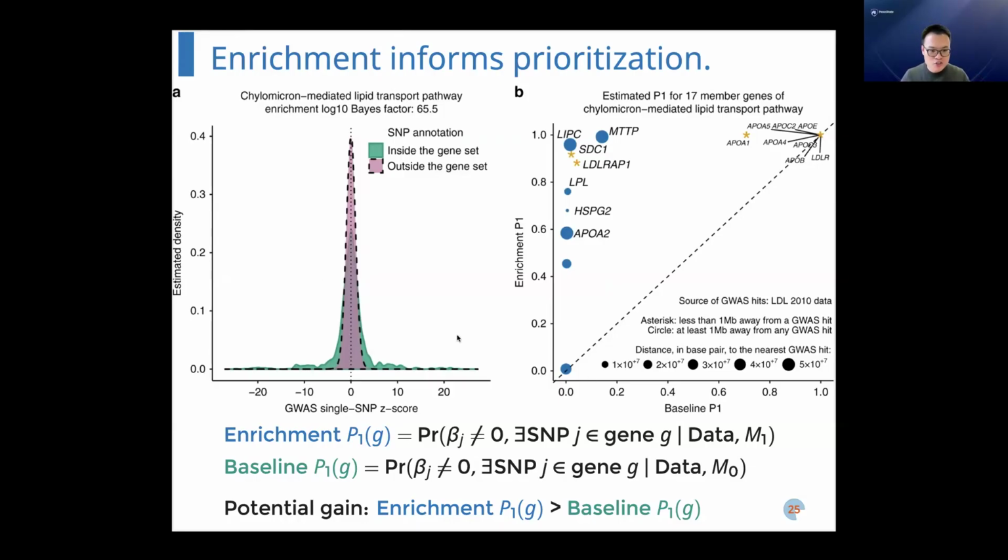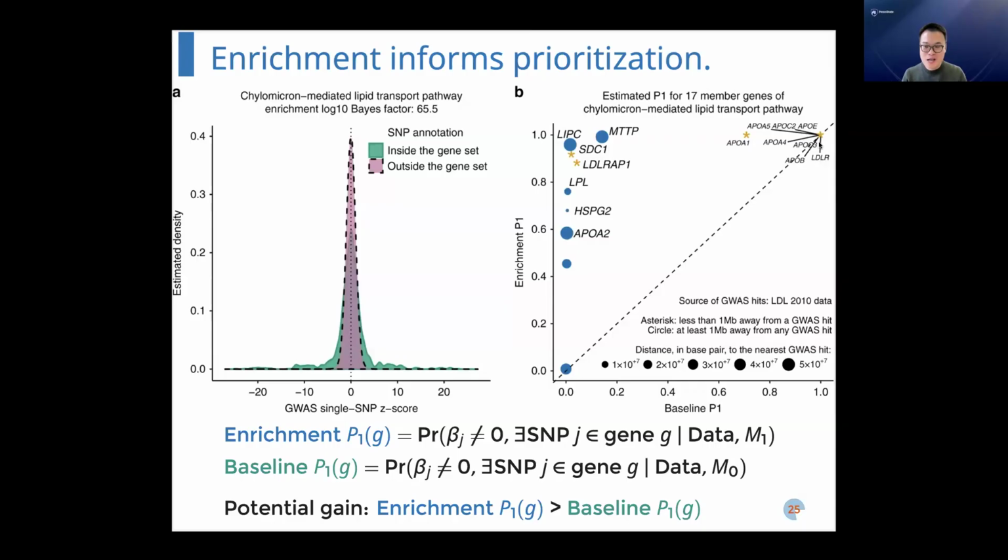And then for each gene, I calculate two posterior association probabilities under two different models. We have this enrichment P1, that's evaluated under the enrichment model, and then we have the baseline P1 that's evaluated under the baseline model. So these are the results. The y-axis is the enrichment P1 and the x-axis is the baseline P1. You can see there's a group of genes here. Those are actually the easy cases.